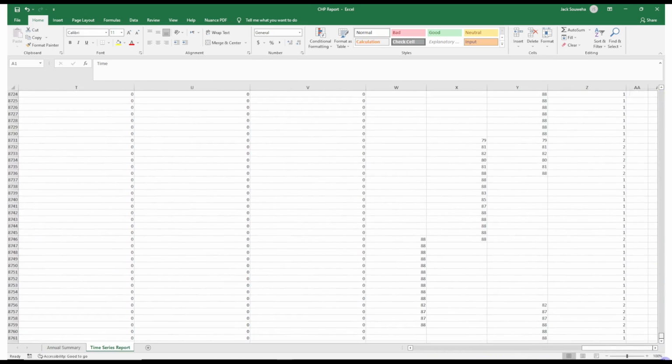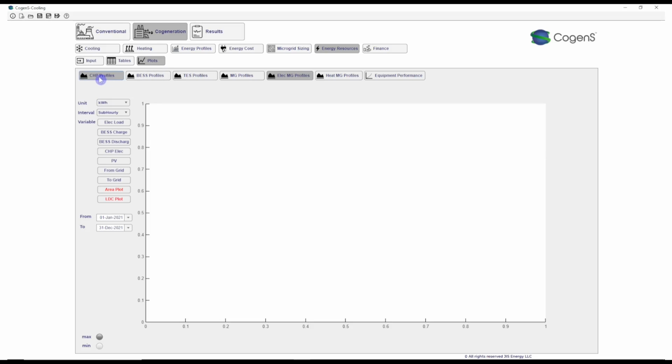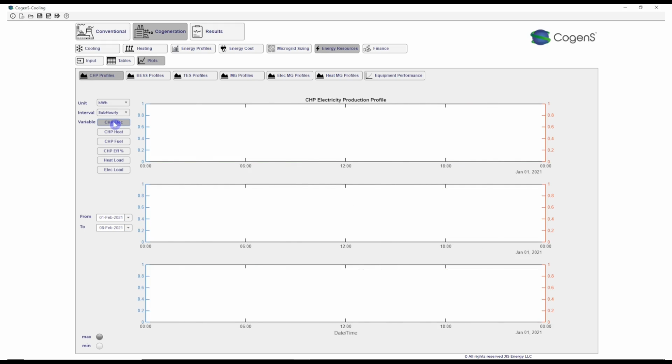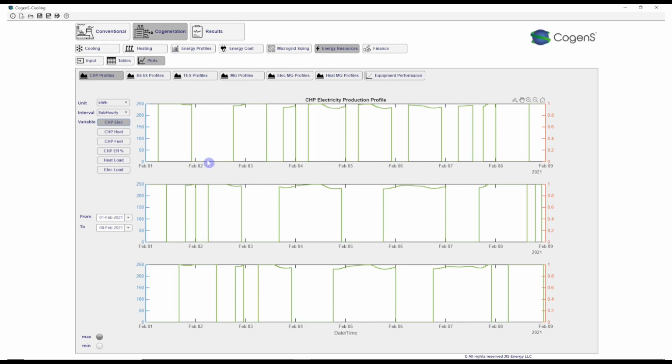To see the CHP multi-unit operation, we go to the CHP Profiles tab and plot the electric energy production. We can immediately notice the frequent shutdowns in the first, second, and third quarters. To zoom into the plot, we can select the to and from dates, then replot the profiles. We can notice from this plot that the units have shut down 8 times in 1 week on average.